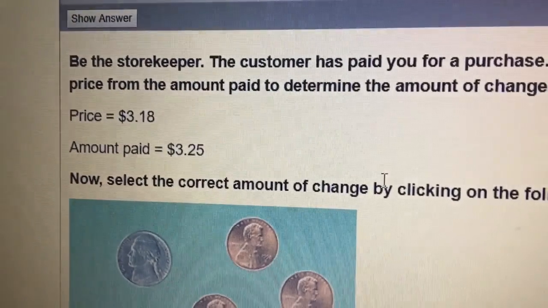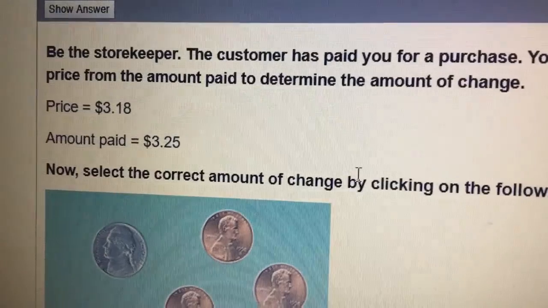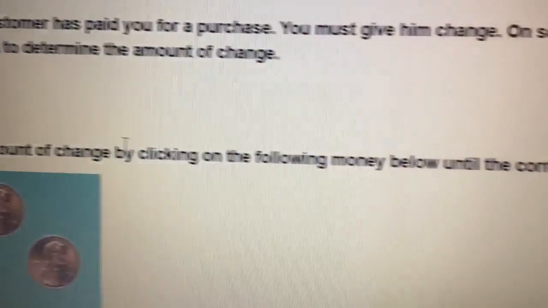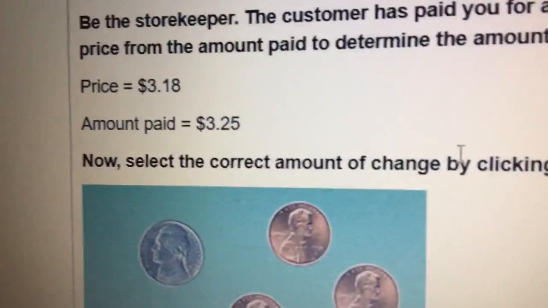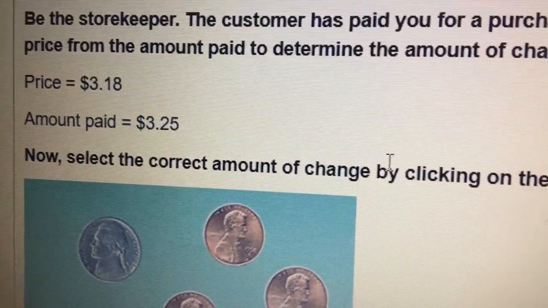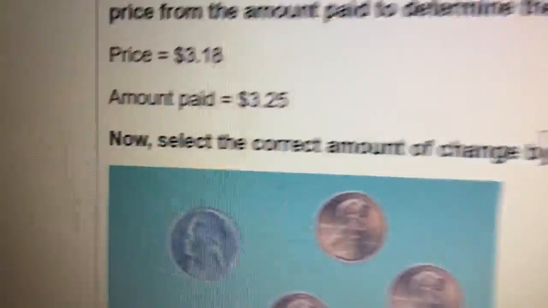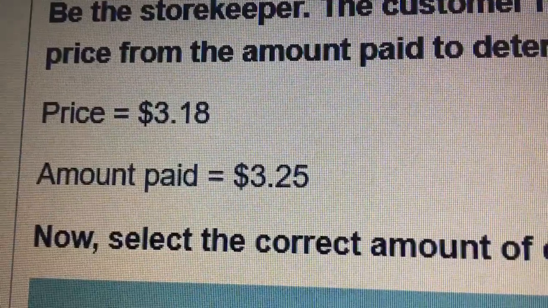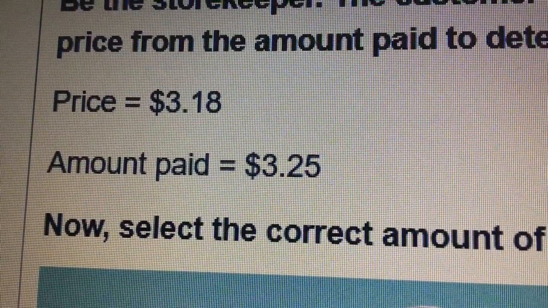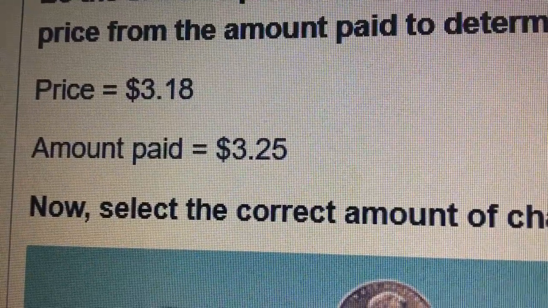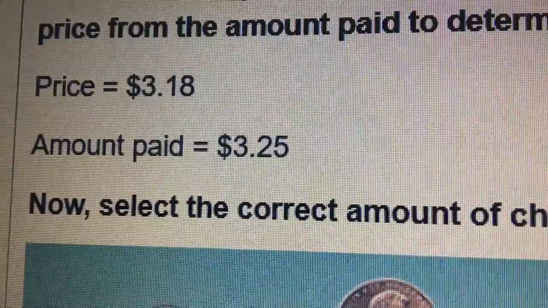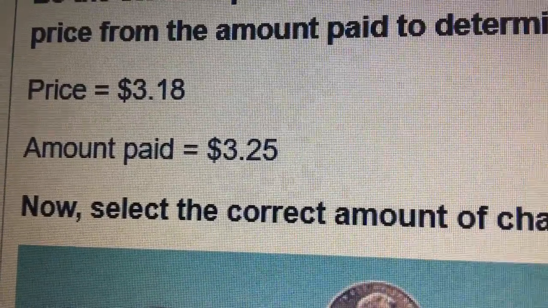Question 3. Be the storekeeper. The customer has paid you for a purchase. You must give him change. On scratch paper, subtract the price from the amount paid to determine the amount of change. So that's the price, $3.18, and the amount paid is $3.25. So you're going to subtract that, or you can even put 18 in your head and count up to 25.